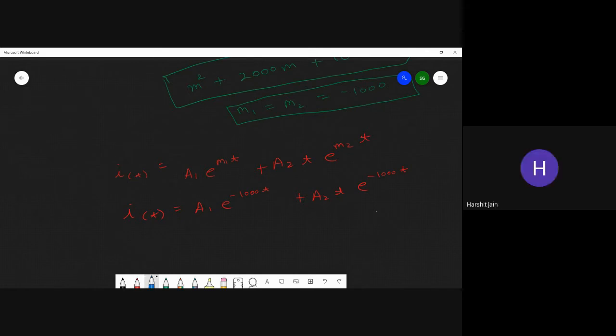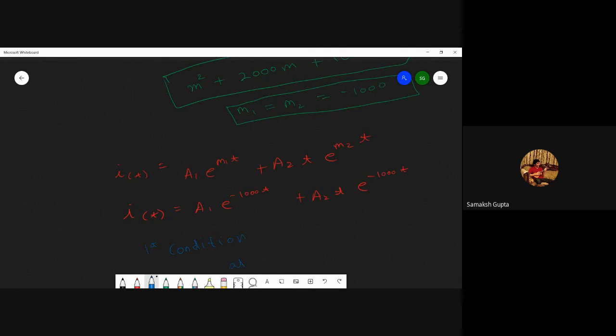We have to use initial conditions for i(t) and i'(t). How will you use it for i'(t)? Using the voltage across the inductor. Right. Okay, so we will start with the first initial condition.